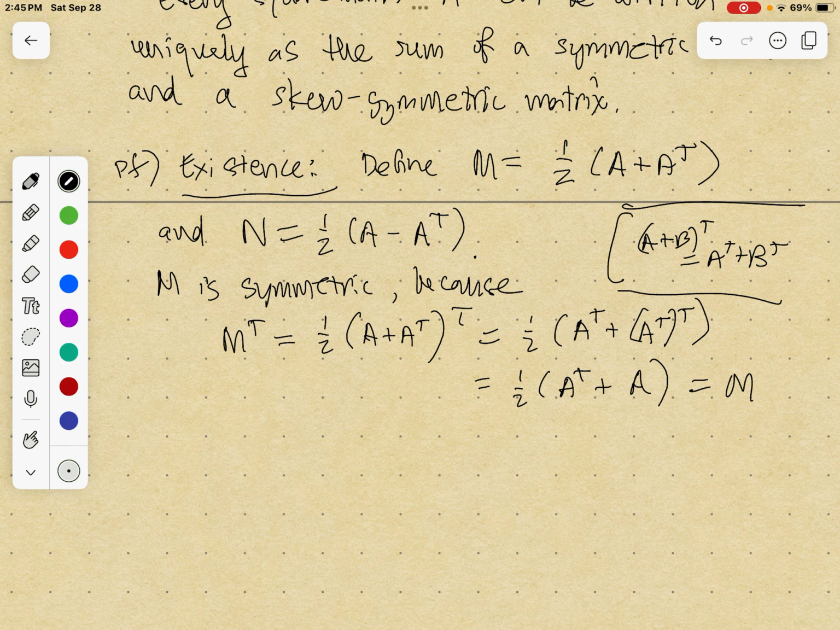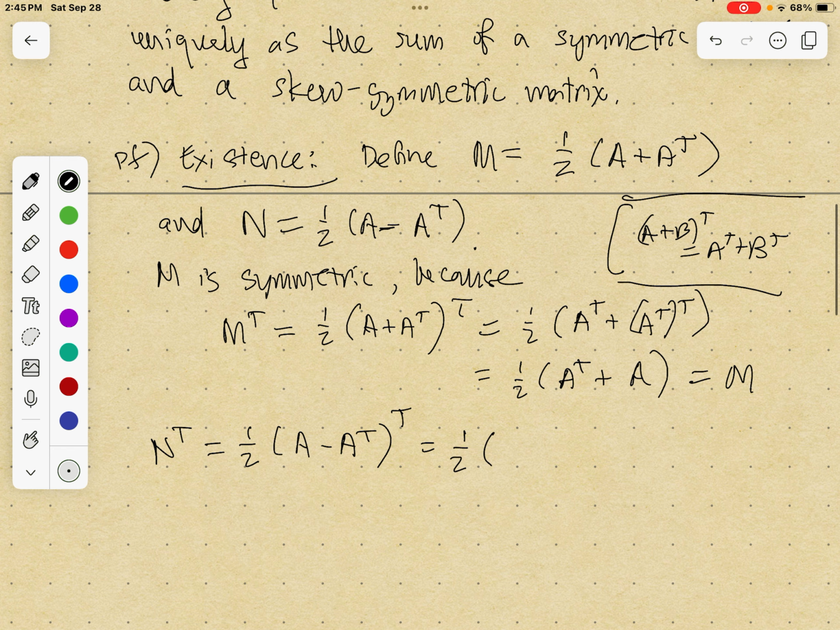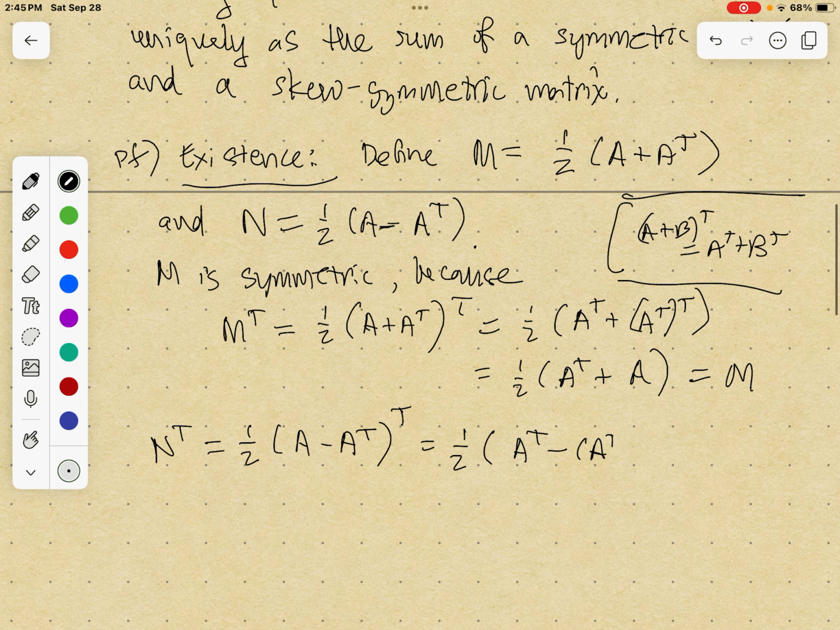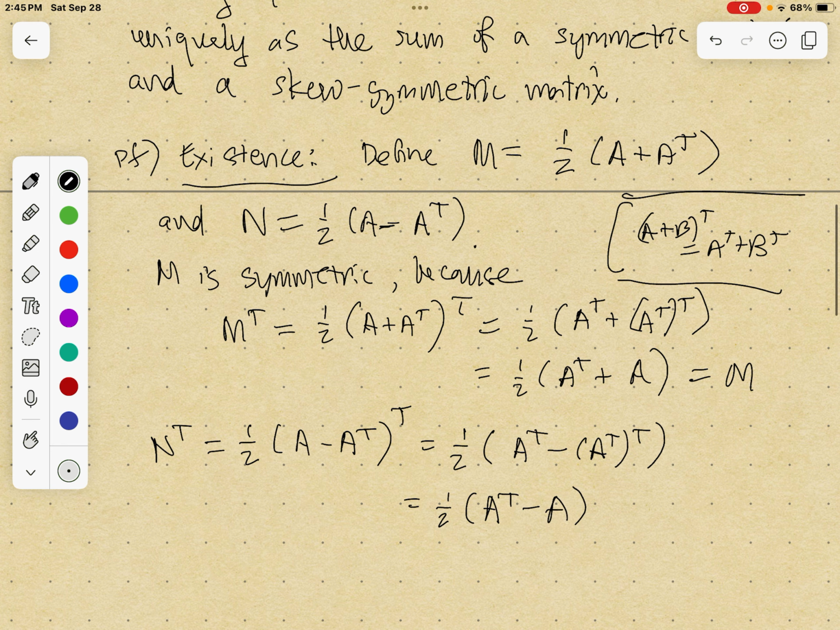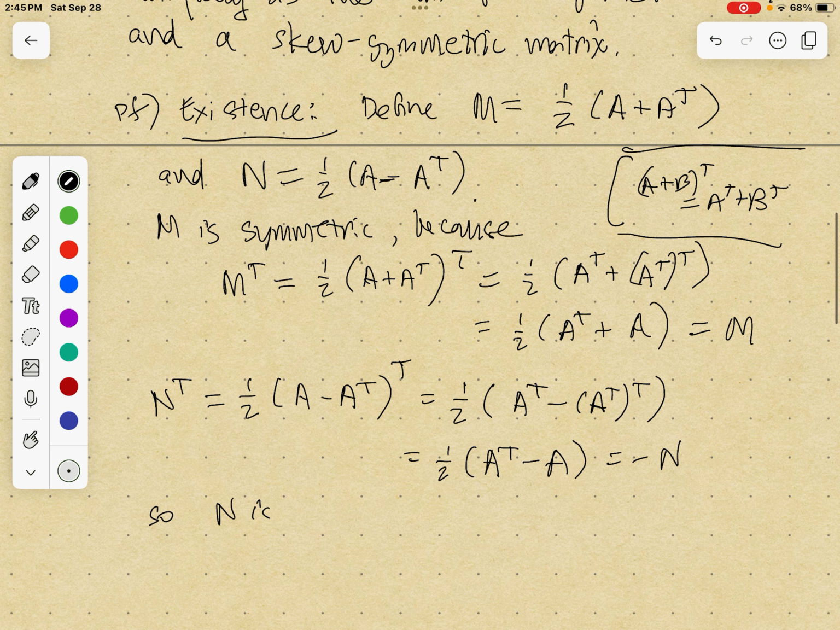And let's check similarly that N is skew-symmetric. Well, N transpose is 1/2 A. I mean, you can probably see what's going on, right? There's a minus sign here. So when you transpose, this is going to be 1/2 A transpose minus A transpose transpose. This is 1/2 of A transpose minus A, which is exactly equal to negative N. So that shows that N is skew-symmetric.